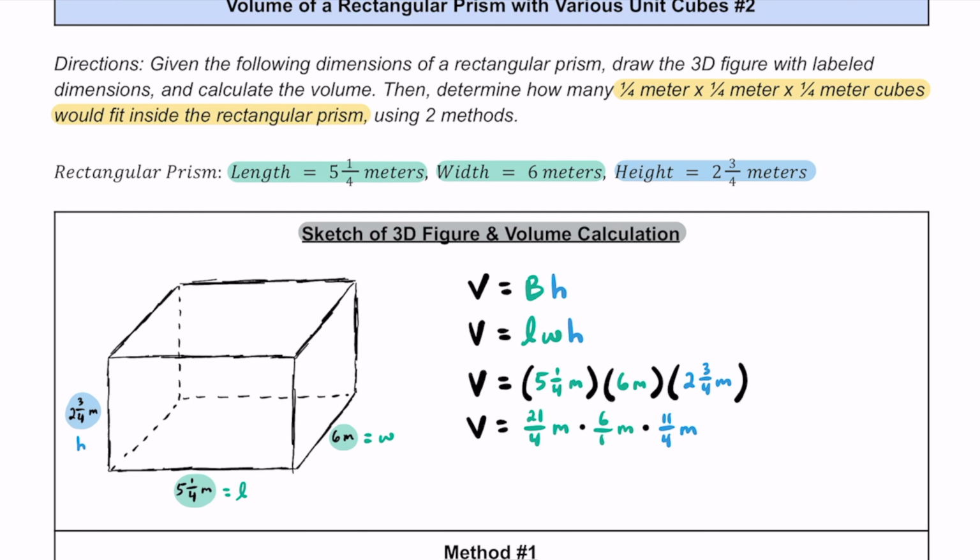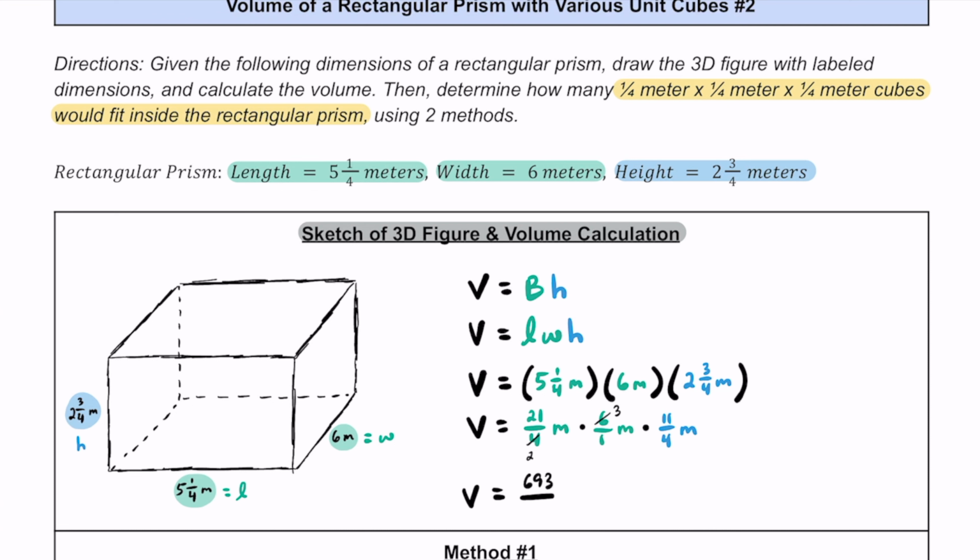Since we're multiplying here, it looks like we can cross cancel a little bit. So 4 and 6 can both divide by 2, their GCF, so we're going to be left with 2 and 3. In the numerator, if we multiply, 21 times 3 is going to be 63. 63 times 11 is, I believe, going to be 693. So the volume here is going to be 693 for the numerator.